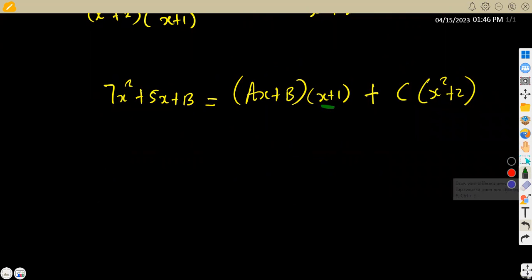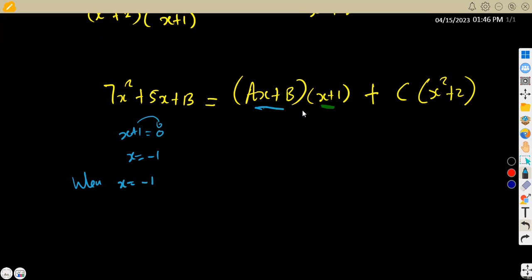We saw that it's easier to work with a linear factor because we can make this equal to 0. So if x plus 1 is equal to 0, that means x at that moment will be equal to minus 1 by solving for x. So when x is equal to minus 1, I am eliminating this whole part, because this is going to give us a 0. Then 0 times this whole part is 0, which means we have eliminated this whole part.